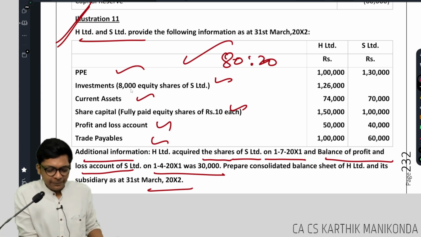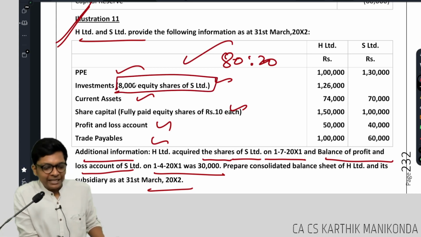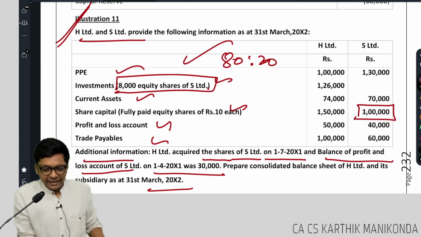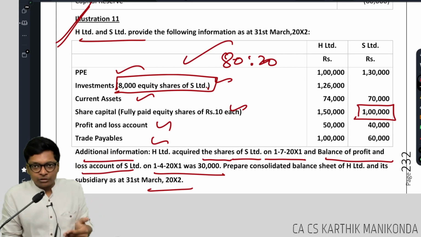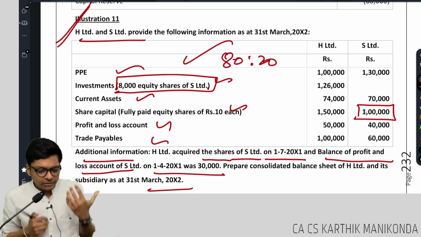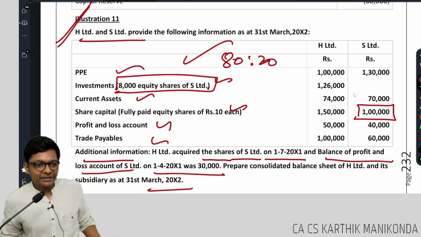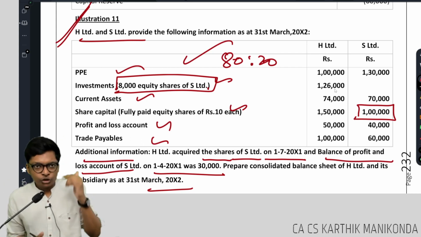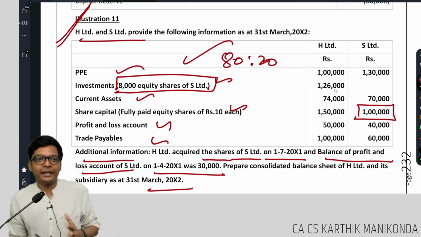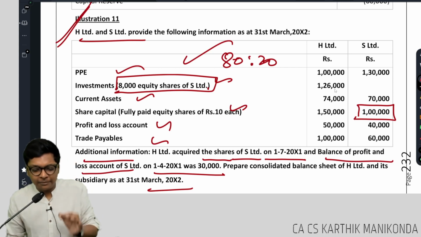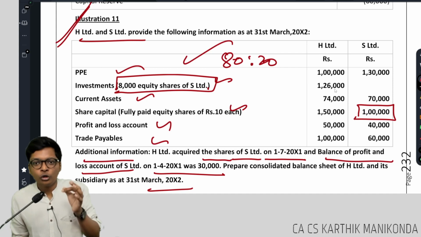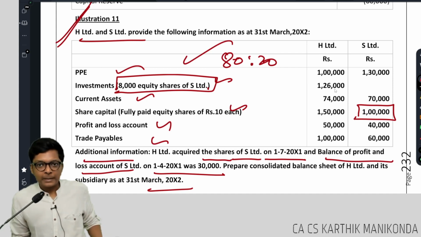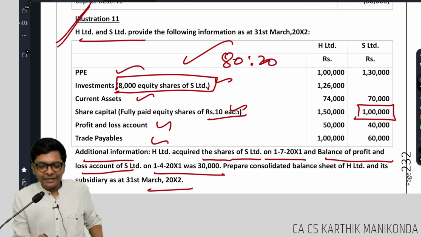How did you do it, guys? I purchased 8,000 shares of S Limited. S has 1 lakh. So I have 8,000 divided by 10,000, 80%. That's it. Percentage is 80%. If holding is 80, minority is 20. Show the workings. Show how 80 came. 8,000 divided by 10,000 is equal to 80%. Are you following, guys? How did 10,000 come? 1 lakh divided by 10.